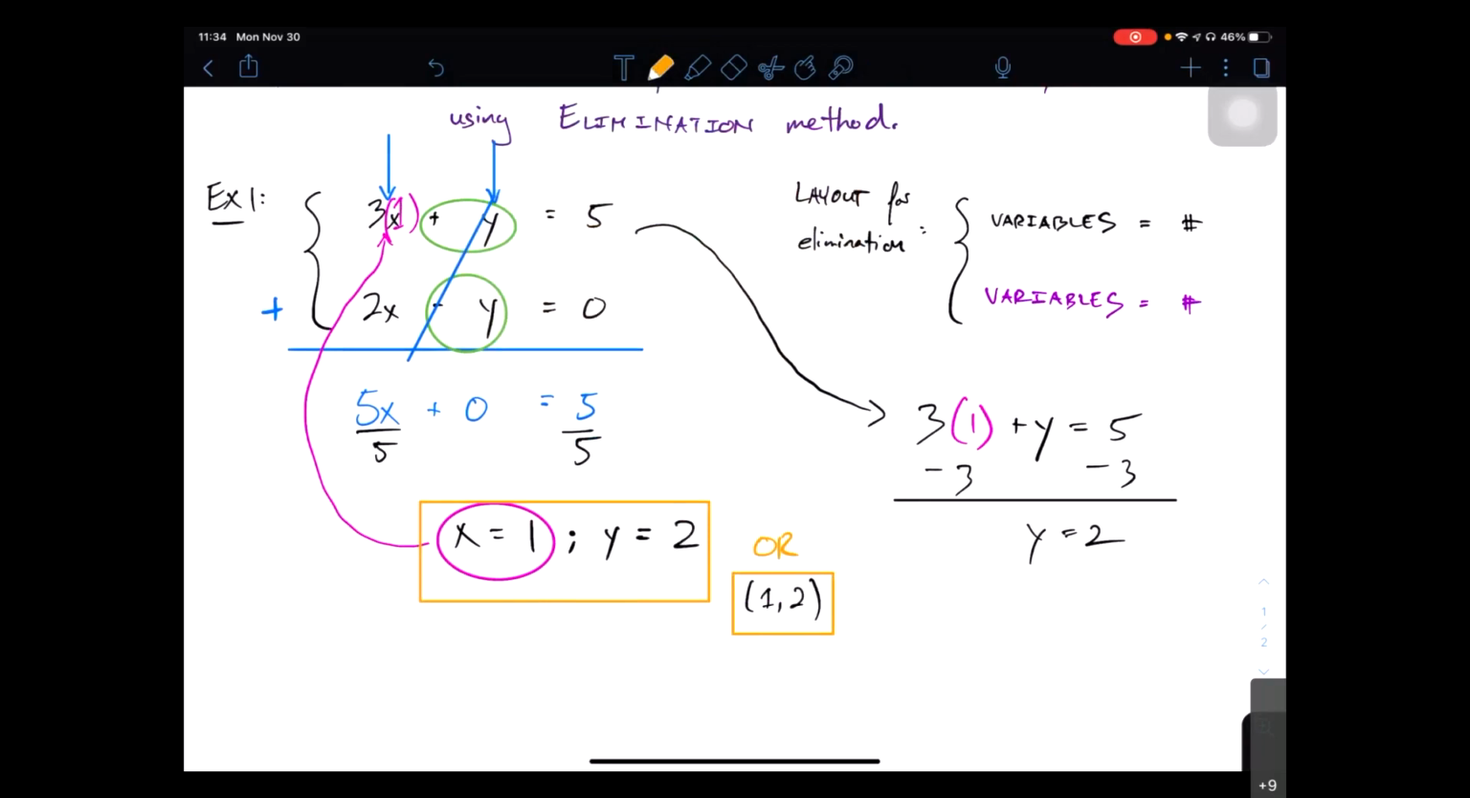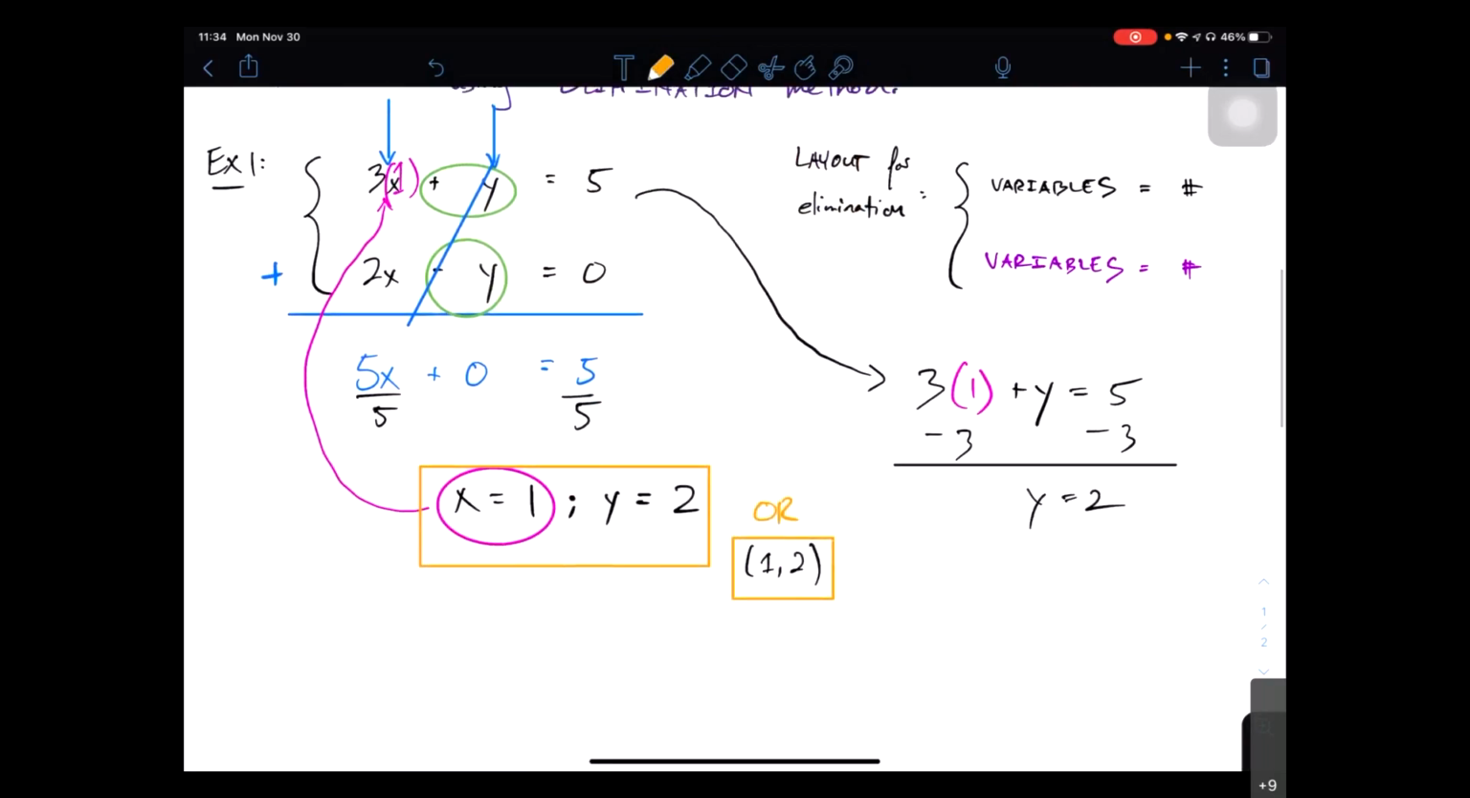All right. So again, this is the easiest, quote unquote, of the elimination method because you can cancel out variables immediately right from the get-go. There's no extra work involved. You see it, you do it, and that is it.